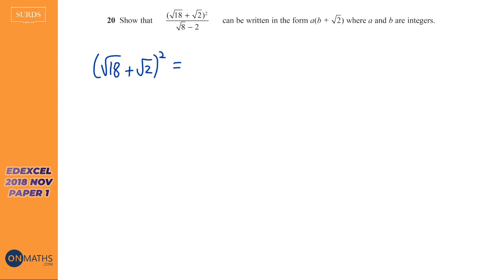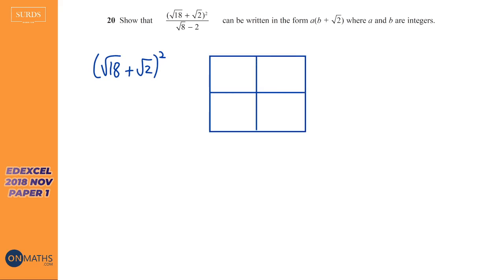So to do this, use FOIL, or just times each of them by each other, or use a grid. I'm going to use a grid just because it's simpler. So let's just get rid of that, equals. But use any method that you would use on expanding a quadratic. It's a very similar process to expanding a quadratic. Obviously it's not a quadratic because there's no x's or anything.